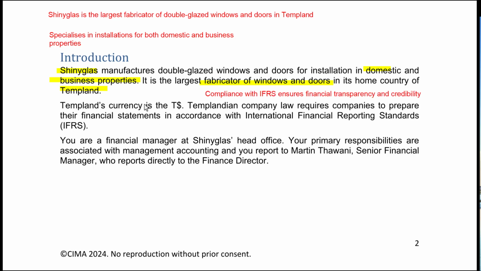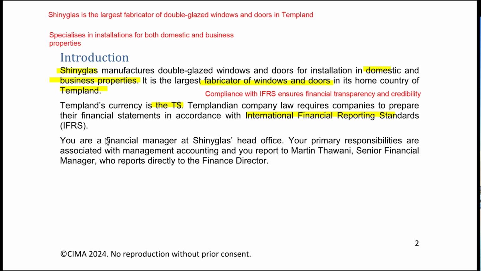And then we find out in the second paragraph that Templand's currency is the Templand dollar. So what that means is there's going to be careful financial planning as well as risk management. And also we can see that it adheres to the IFRS codes. So it's aligned with global financial reporting practices. So that enhances transparency, comparability, as well as investor confidence. And of course, that's really important for any potential international dealings or investments.